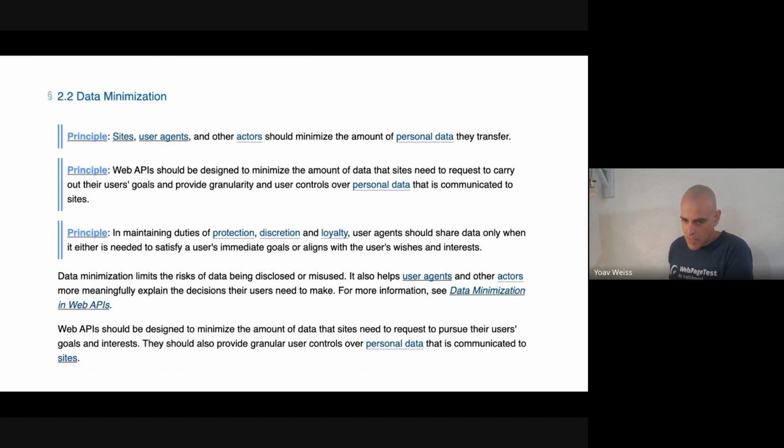and essentially that sites, user agents, and generally everyone should minimize the amount of personal data that is exposed to the web and being transferred. And personal data means pretty much anything, because a lot of the data can represent things about the user, their choices, the way they interact with the page. So almost everything, their network, their location, almost everything is considered personal data.